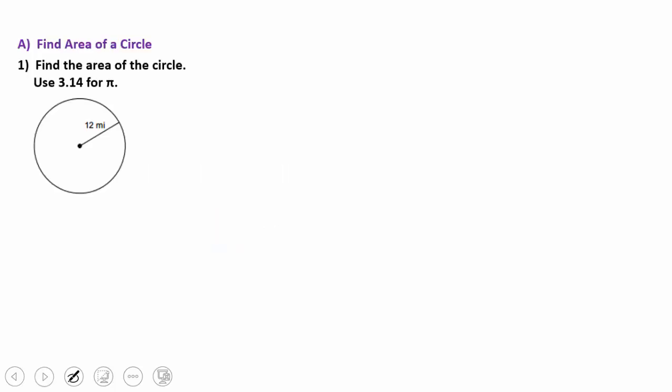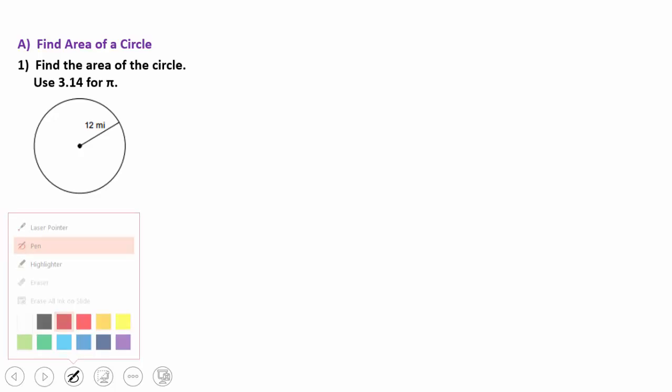And those notes needed to consist of nothing more than the formula, which is area equals pi times the radius squared. So we must always have the radius of a circle when we want to find its area. We can have the diameter or the radius when we want to find the circumference, the distance around, but when we want to find the area, it's pi times the radius squared. So let's get right into some examples.